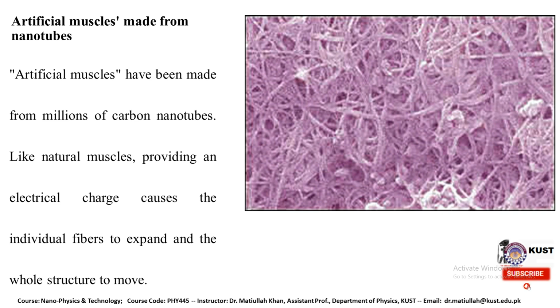Then there are artificial muscles made from nanotubes. The artificial muscle has been made from millions of carbon nanotubes. It looks like natural muscle: providing an electrical charge causes the individual fibers to expand and the whole structure to move.